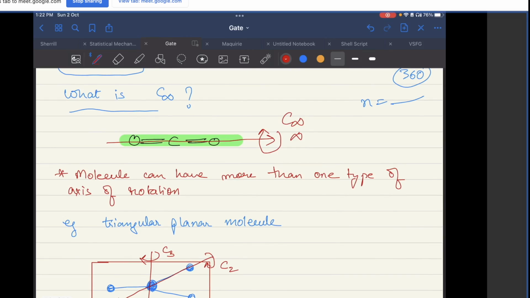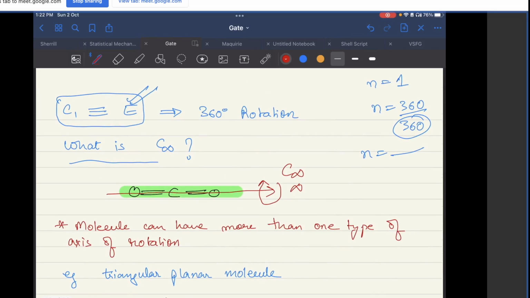So the molecule can have more than one type of axis of rotation. There is a point you should note: it is not particular that a molecule can only have a C2 or C4 or C3 rotational axis, but it can have both, or more than one type of axis of rotation.